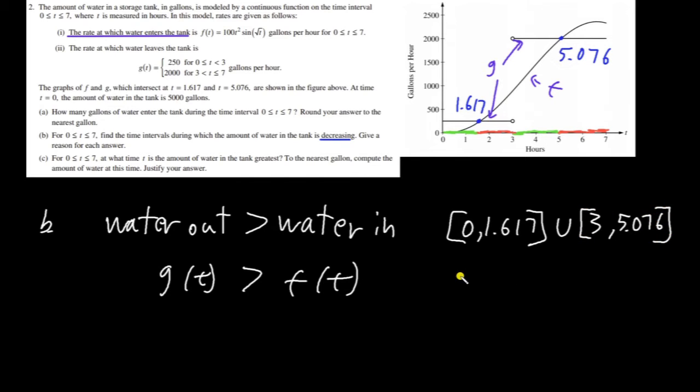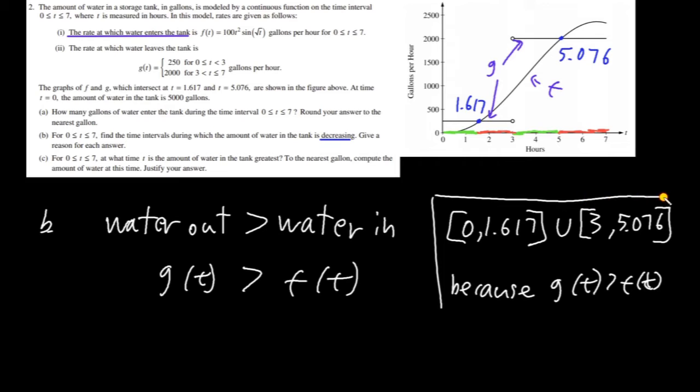And then for our reason, we'd say something along the line of: just because g of t is greater than f of t for these values of t. Okay, so the amount of water going out is more than the amount of water coming in. Okay, that's your answer. This was again a two-part question, one point for the answer, one point for the explanation.